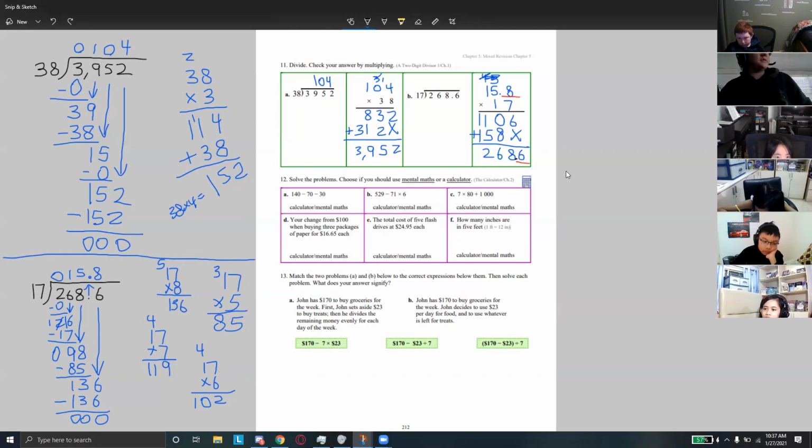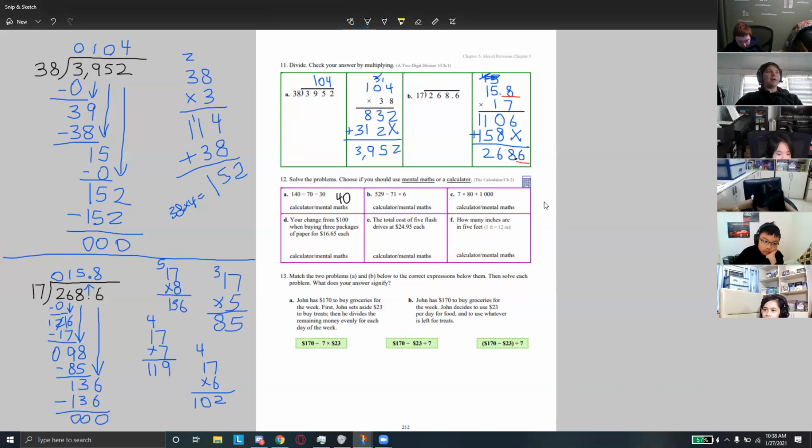Solve the problems. Choose if you use mental math or a calculator. It doesn't really matter. I know for this one, I'm going to have to go from left to right. 140 minus 70. 14 minus 7 is 7. So 140 minus 70 is 70. 70 minus 30 will be 40. Great. Next. 529 minus 71 times 6.